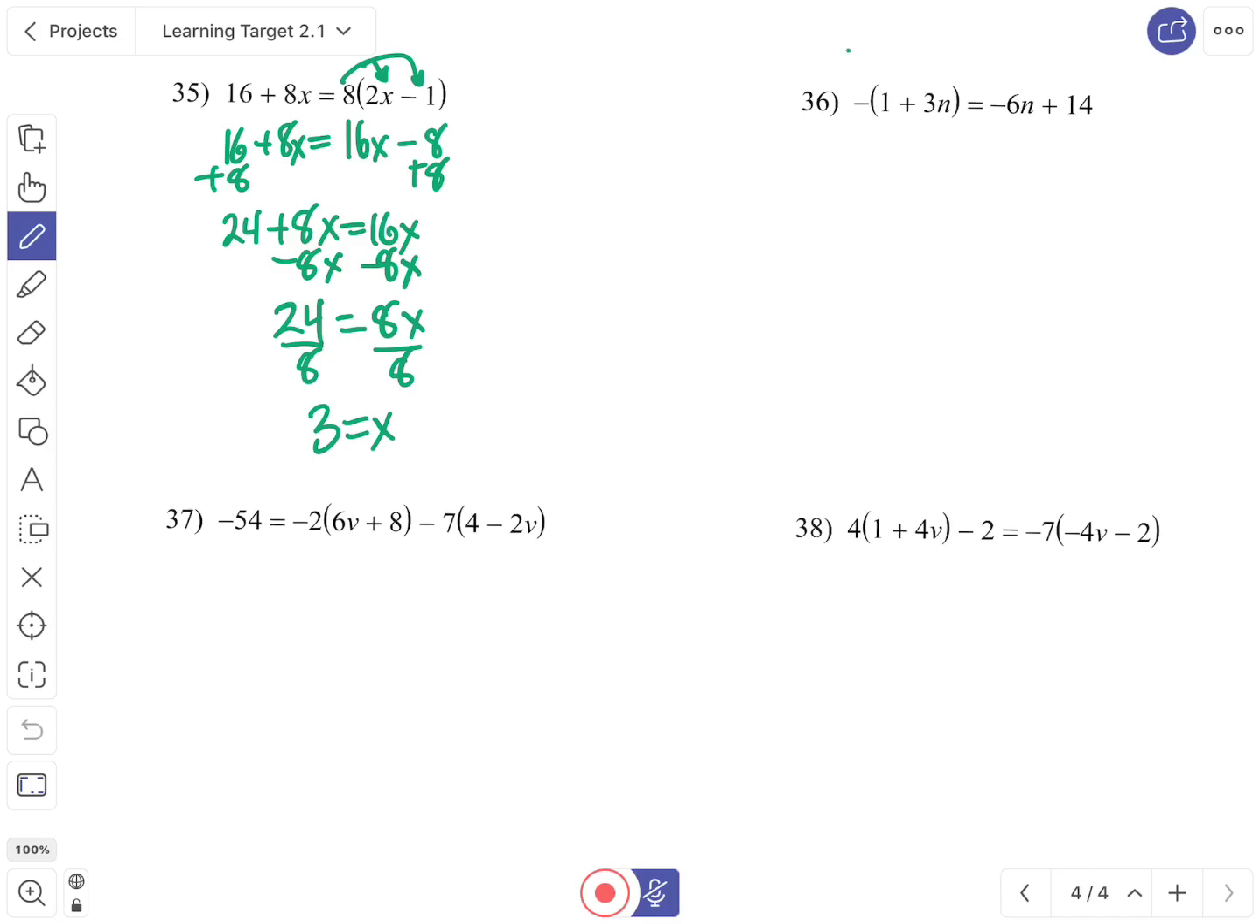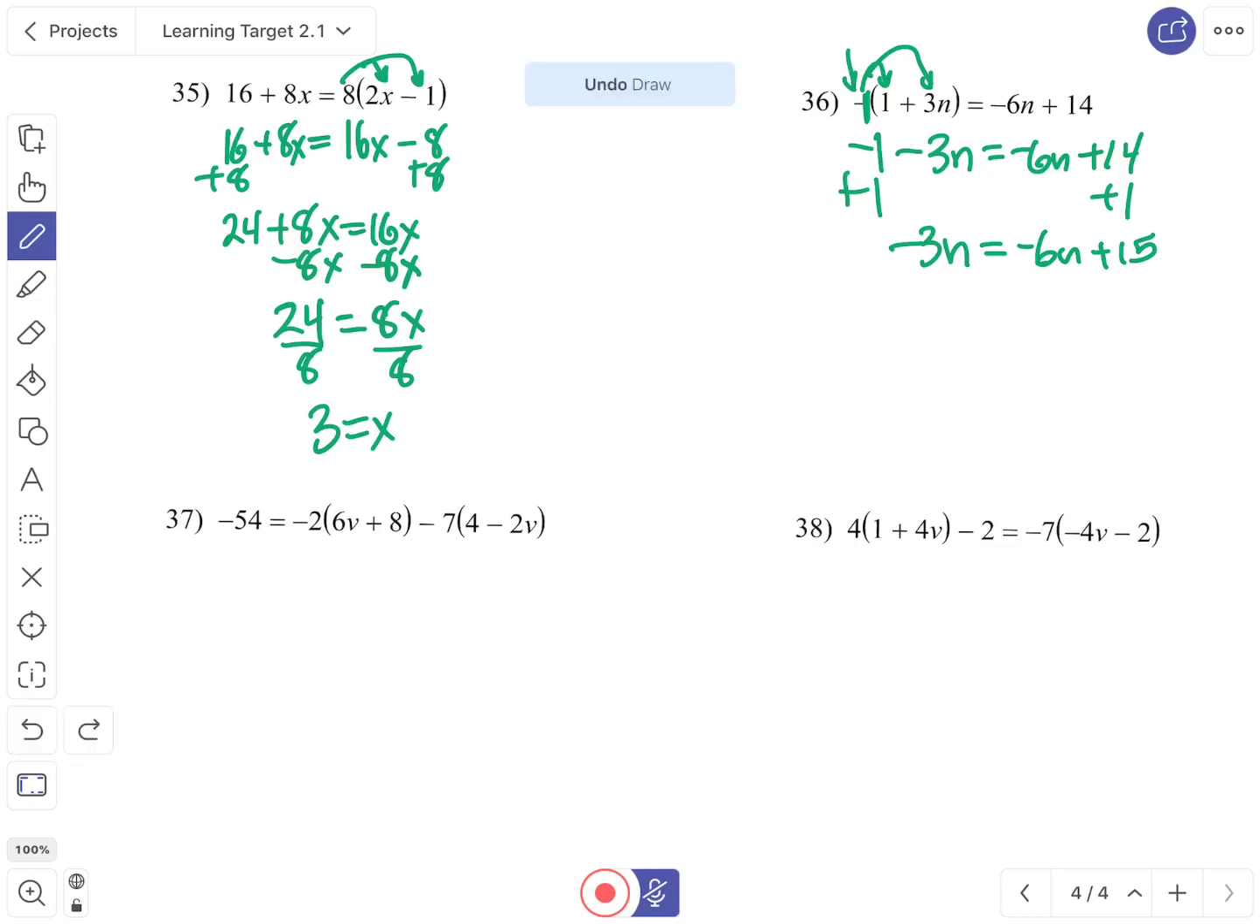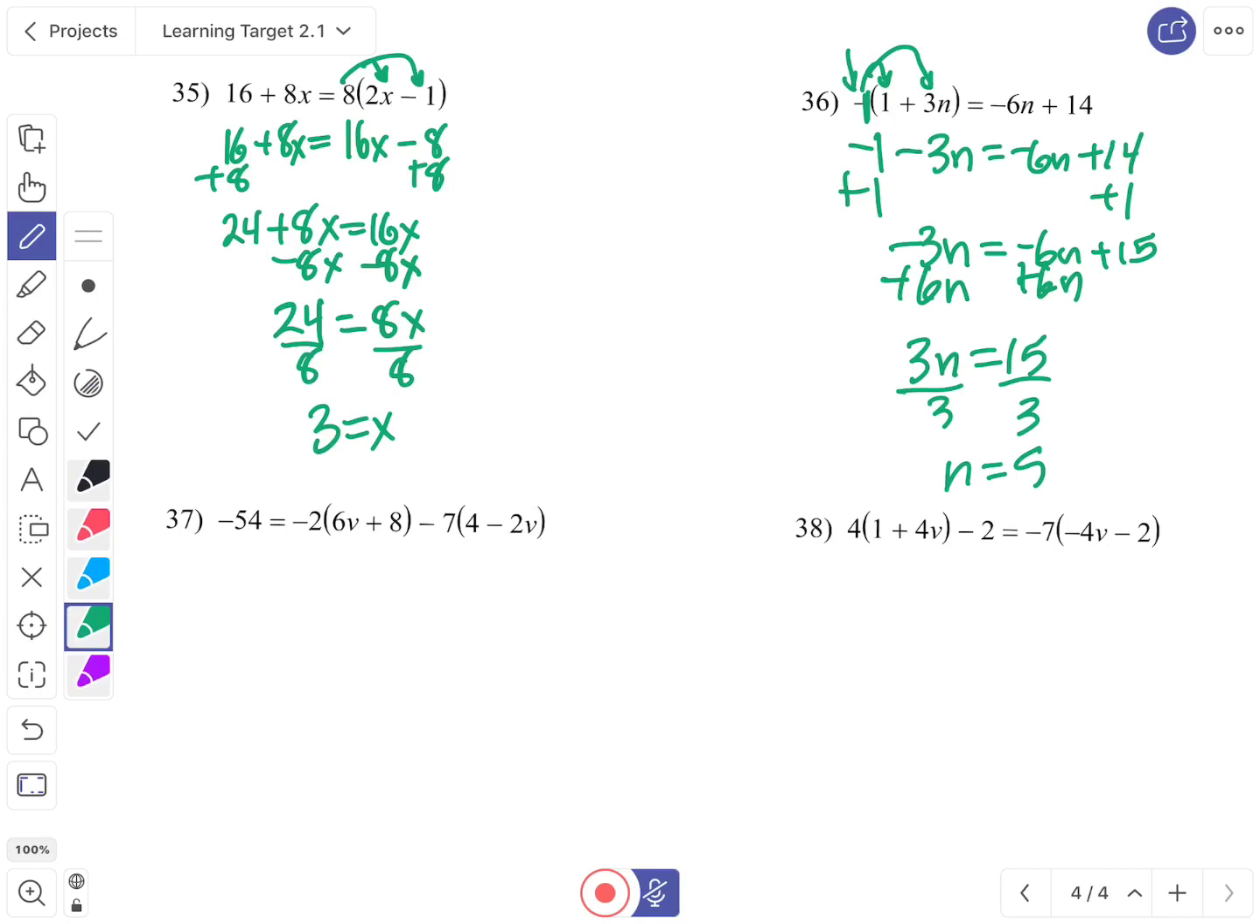Now, when there's just a negative, it's like a -1. So basically, it just changes everything to a negative, or if it's already a negative, to a positive. I could add 1 to both sides, giving us -3n equals -6n plus 15. And I'm just showing you all these different ways that you can start, just so that you see that there's not one way to do this. So we would add a 6n. 3n equals 15. Divide by 3. n equals 5.